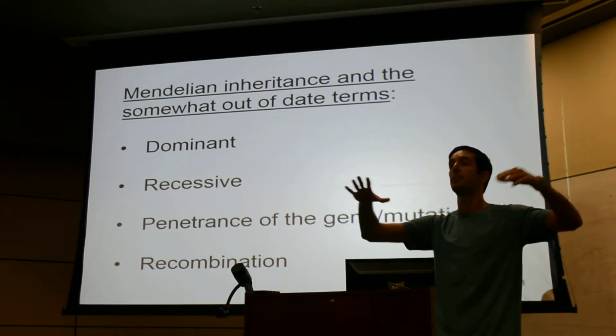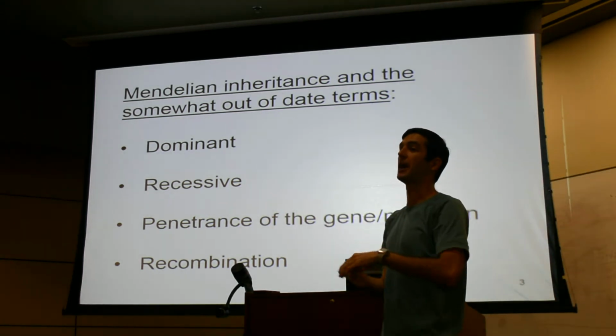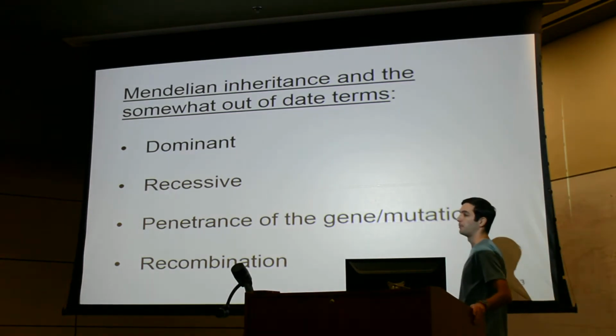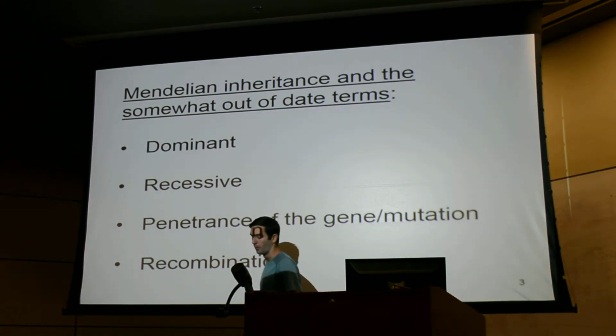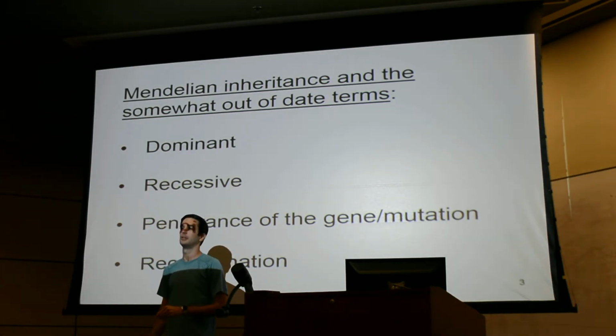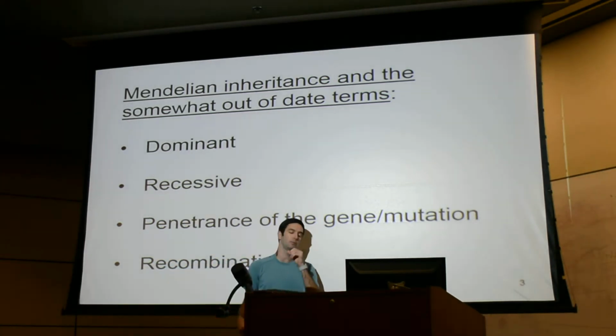However, on a population-wide level, penetrance becomes a bigger deal. So let me use the example of BRCA1. What happens if you have a mutated BRCA1? What does that usually lead to? It can lead to breast cancer, right?